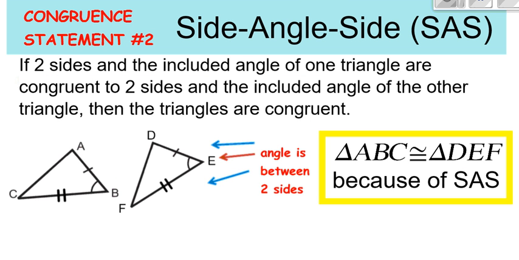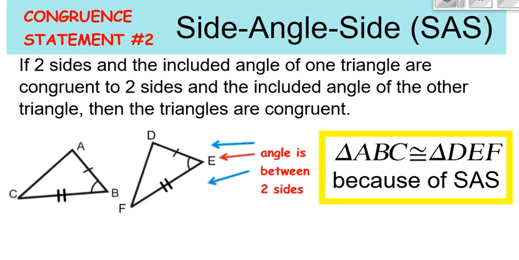Congruent statement number 2 is side angle side. So if 2 sides and the included angle of one triangle are congruent to 2 sides and the included angle of the other triangle, then the triangles are congruent.